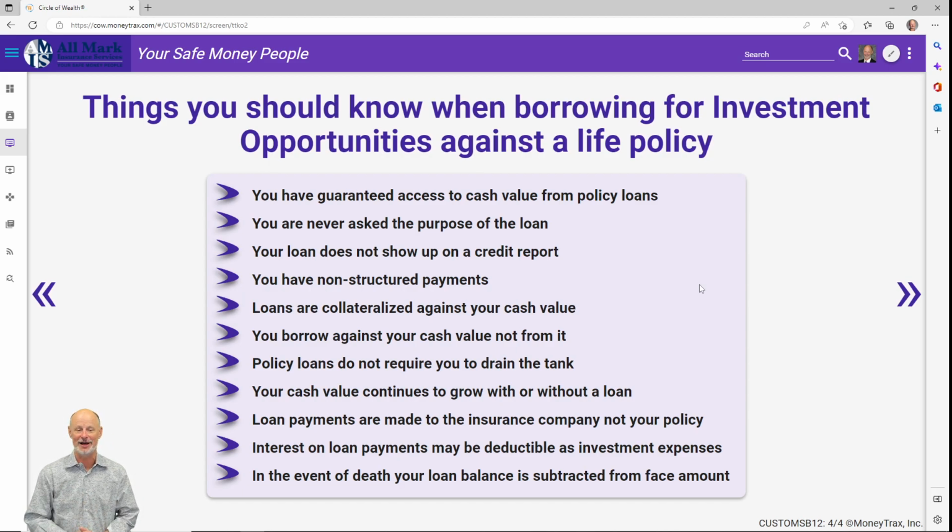Remember the 529. Your cash value continues to grow with or without a loan. Loan payments are made to the insurance company and not your policy. Interest on loan payments may be deductible as an investment expense. In the event of your death, your loan balance is subtracted from your face amount.